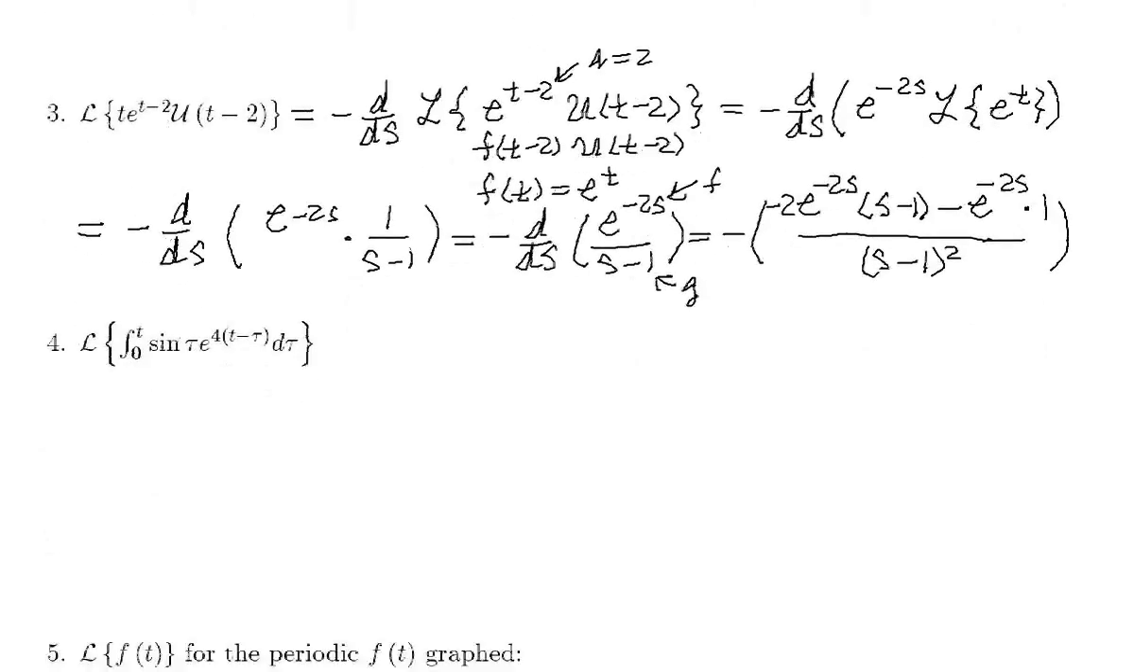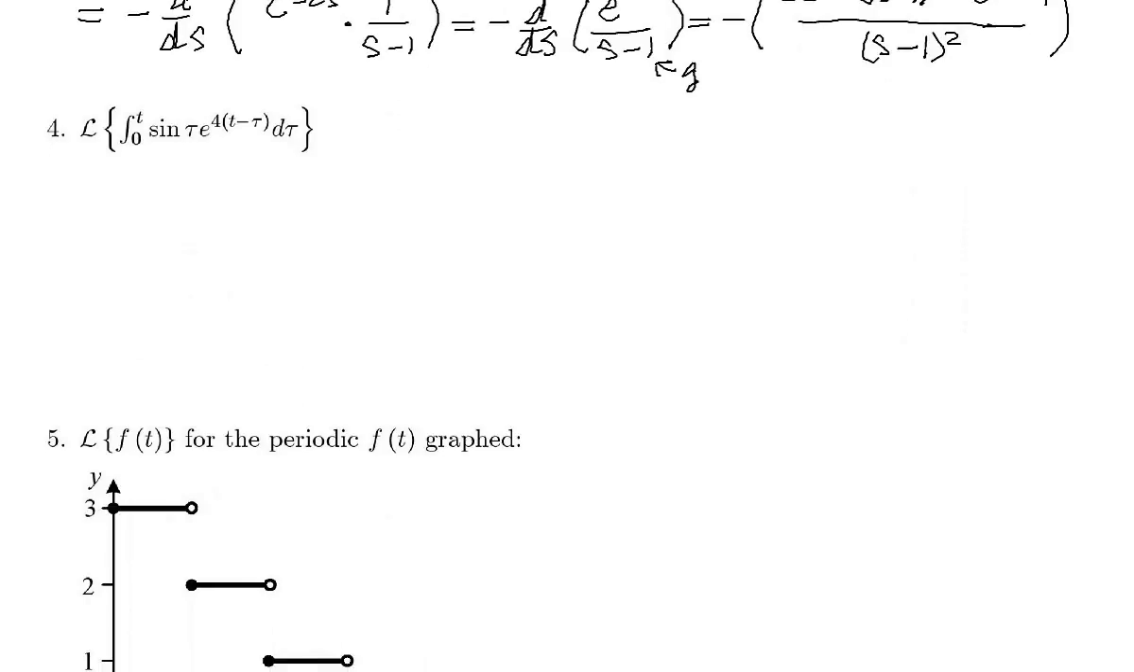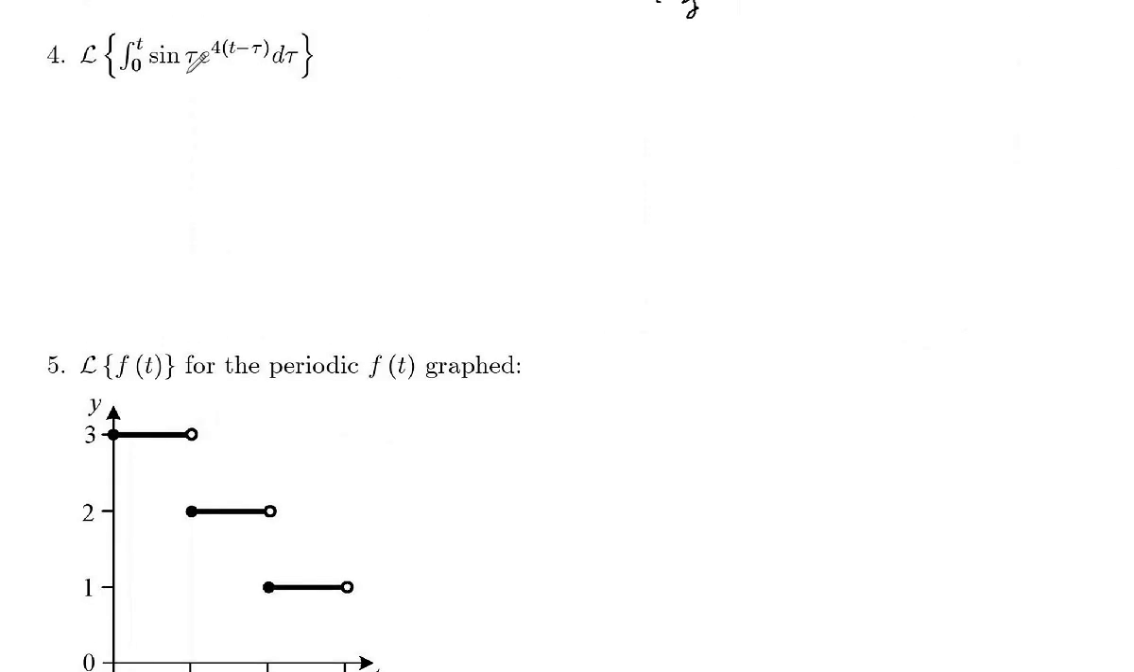Alright, and let's see here. Next up, we are doing the transform of an integral. And it looks like this is a function of tau, and this is a function of t minus tau. So it looks like we're doing a transform of an f of tau times a g of t minus tau. So we're doing that integral from 0 to t d tau.